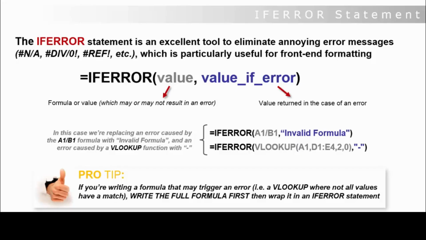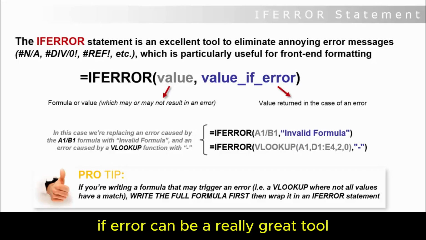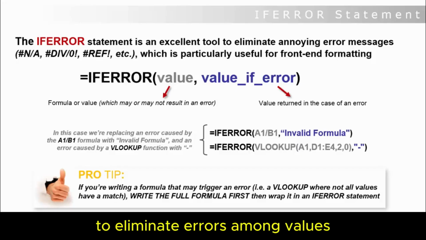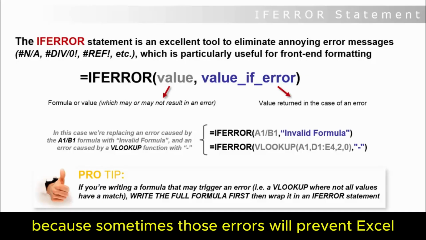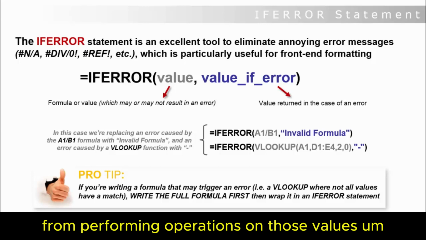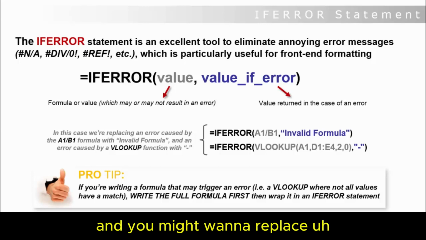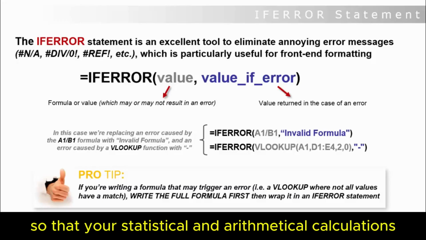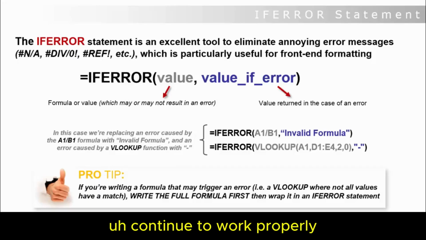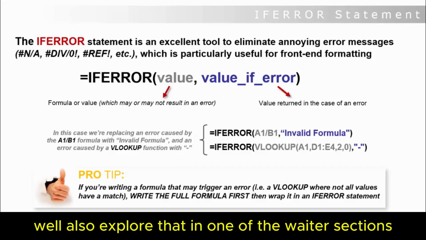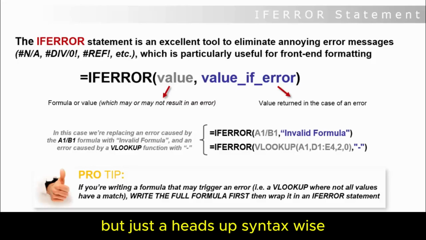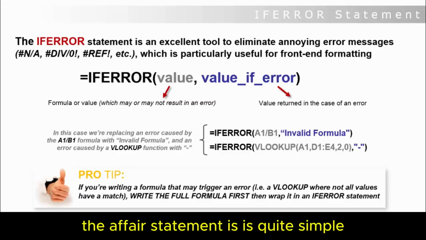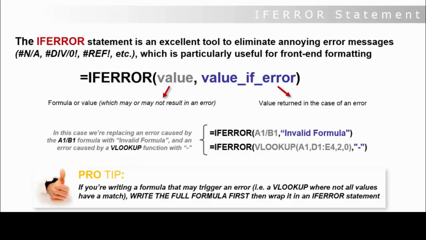The other thing I'll note is that IFERROR can be a really great tool to eliminate errors among values, because sometimes those errors will prevent Excel from performing operations on those values. And you might want to replace an #N/A with a 0, for instance, so that your statistical and arithmetic calculations continue to work properly. We'll also explore that in one of the later sections, but just a heads up. Syntax-wise, the IFERROR statement is quite simple. Just 2 components.